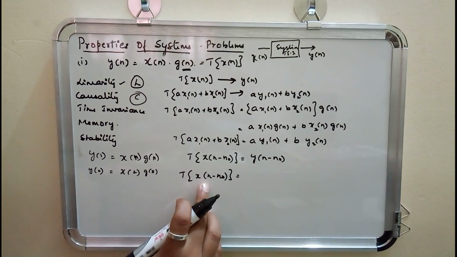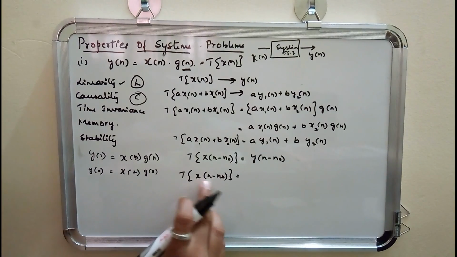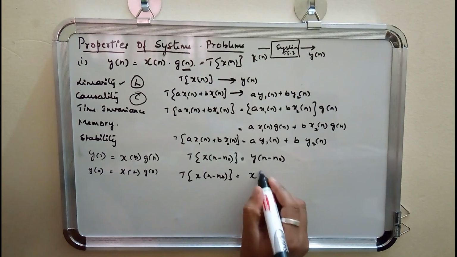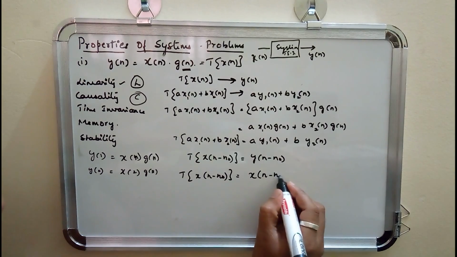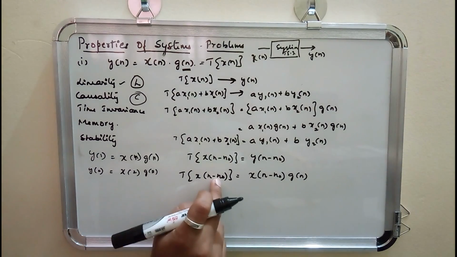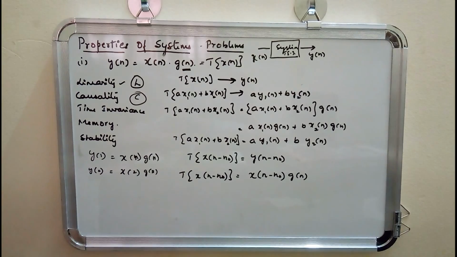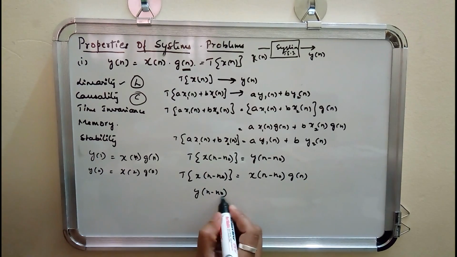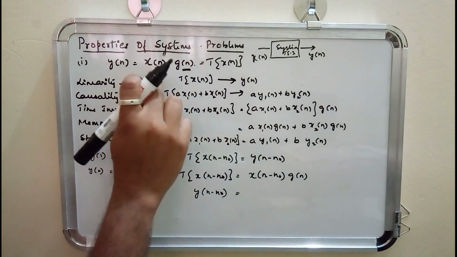Now for the transformation of x of n minus n naught, that means I am replacing x of n, or shifting x of n, by n naught. So wherever I have x of n, it will be replaced by x of n minus n naught into g of n. Only there will be a shift by n naught. Now what is the right hand side here? Y of n minus n naught. So y of n is equal to x of n into g of n.